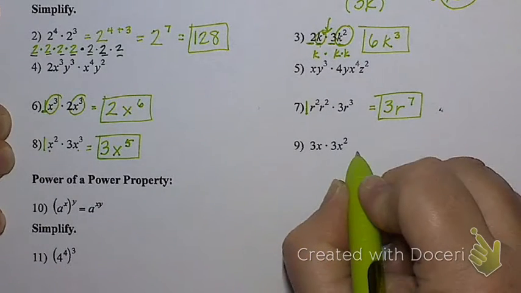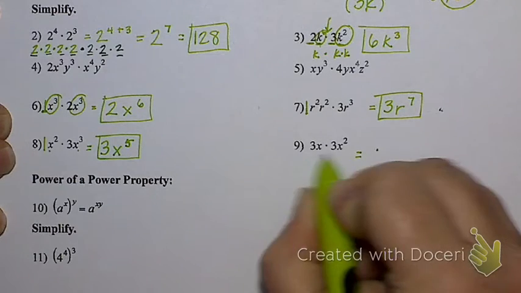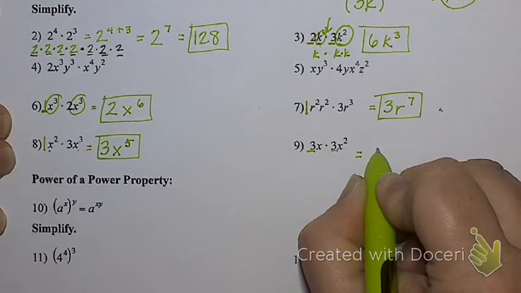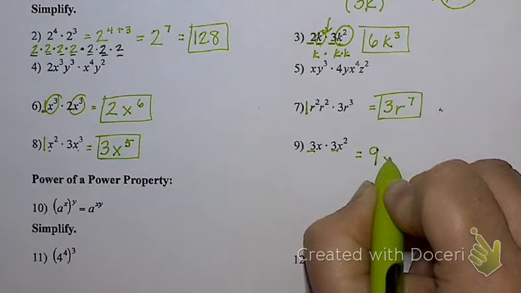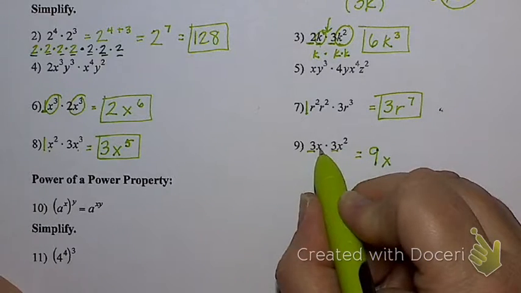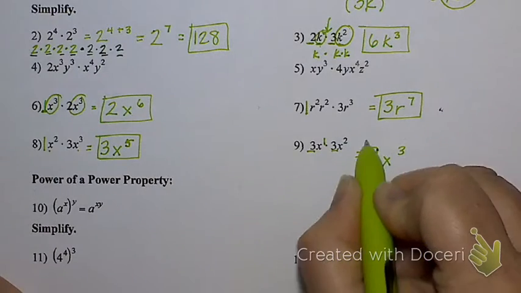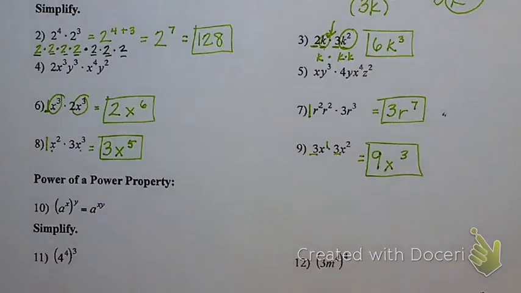And what am I going to get here? 3 times 3 is 9. X to the what? Because this has an exponent of 1, 1 plus 2 is 3. So?